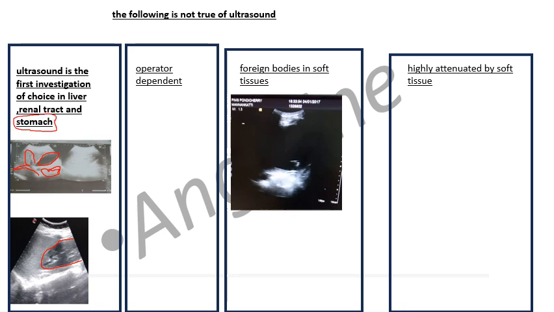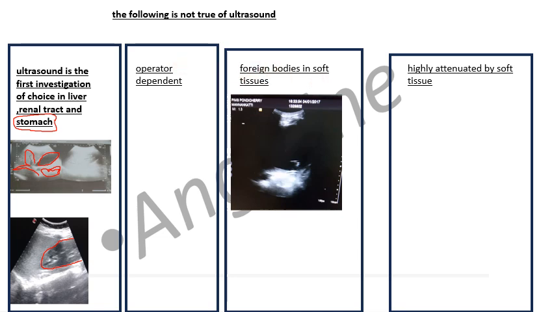So this possibly cannot be the right answer. It is not true of an ultrasound. Is it operator dependent? Yes, it's very much operator dependent, unlike your CT or your MRI or your X-rays.